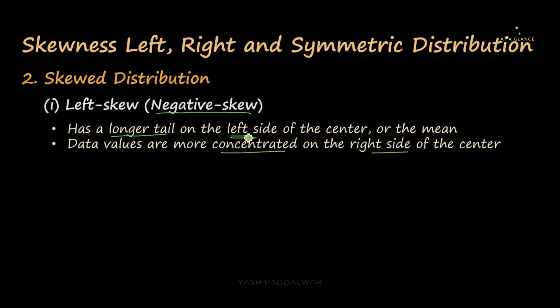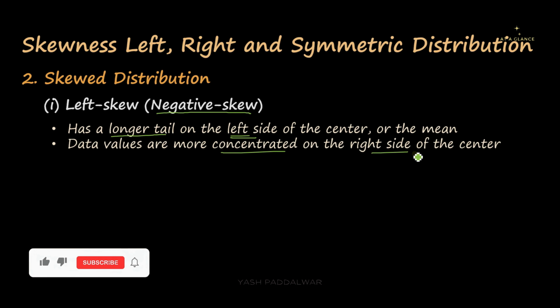Now you just imagine, if the distribution has a longer tail on the left side, that means there will be a lesser number of data points on the left side, which will create a condition where there is more concentration of data points on the right side. There will be a bulk of data points present. We will see one example through which the left skewed distribution will be clear to you all.